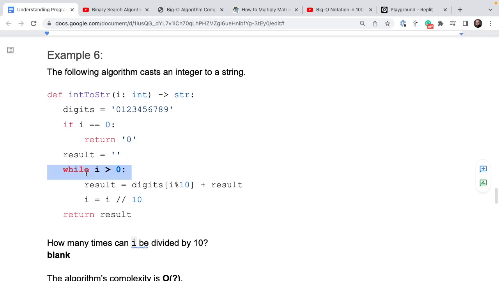It just casts an integer to a string. So earlier in the semester, you had str of 1 and str of 2, and you concatenate them, and this gives you 12. That's all this does. So Python has a function that allows you to cast it, but how is that actually implemented? This is maybe an algorithm that implements that casting function under the hood.